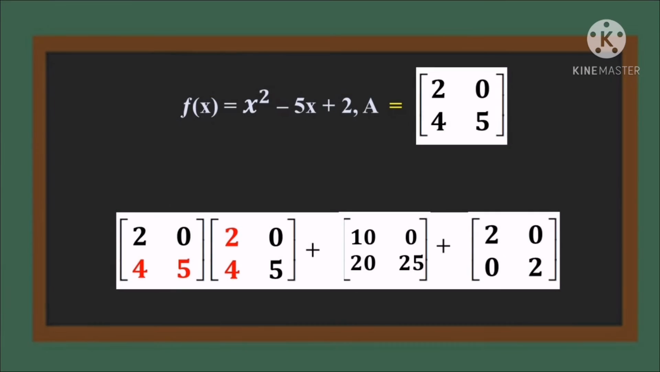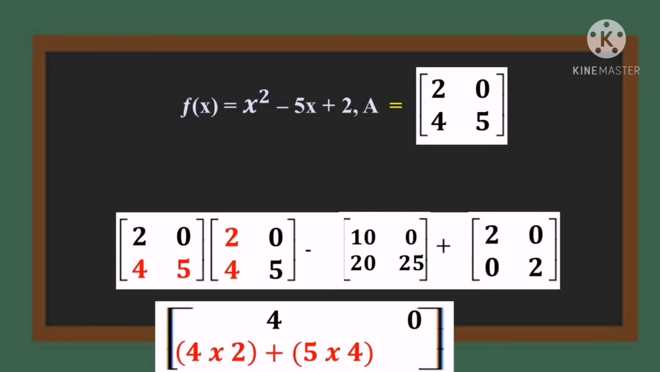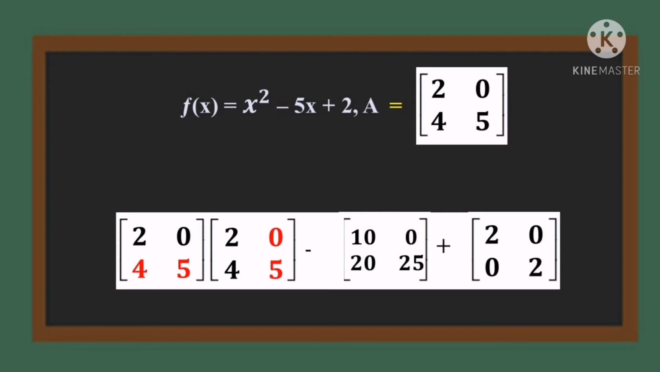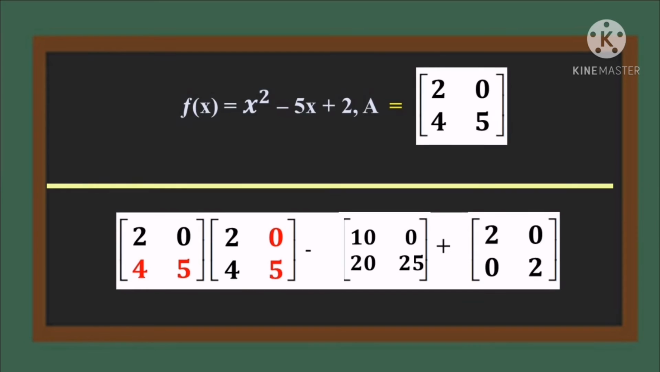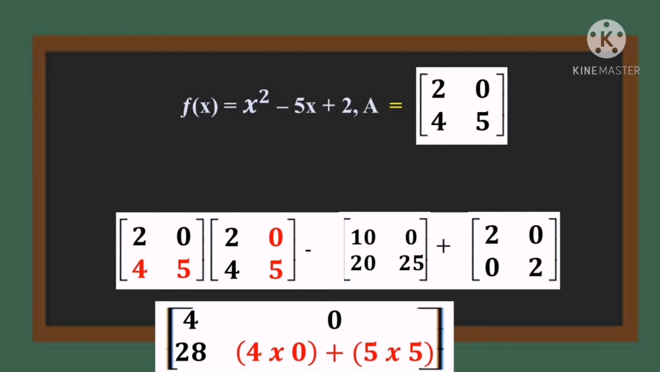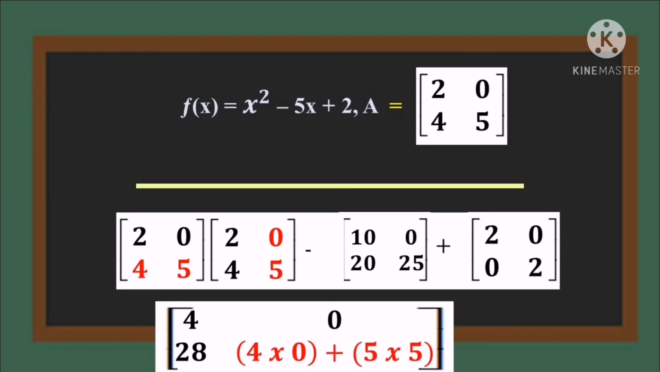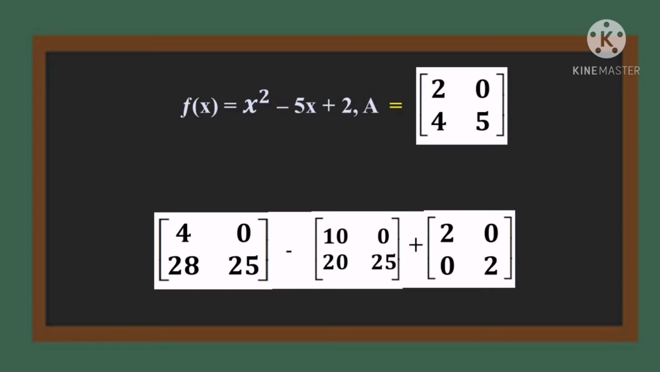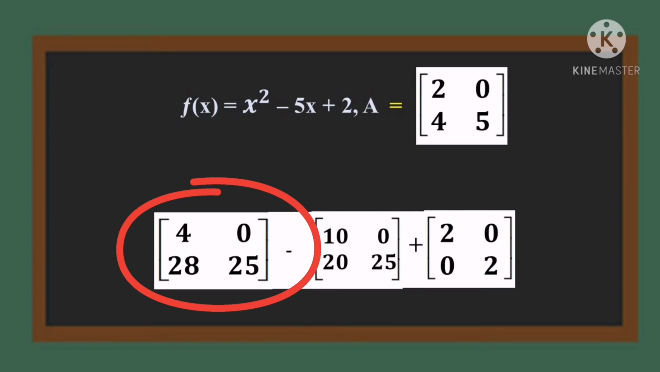Next, take the numbers in row 2 and multiply them with column 1. So, 4 multiplied by 2 and 5 multiplied by 4, and we have a result of 28. And lastly, we take the numbers in row 2 and multiply them by column 2. So we have 4 multiplied by 0 and 5 multiplied by 5, and we have a result of 25. Now we have the new matrix 4, 0, 28, and 25.